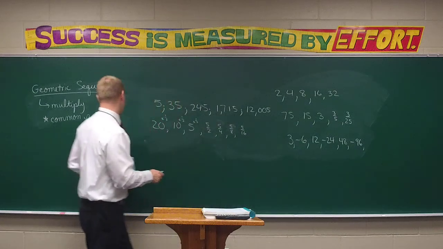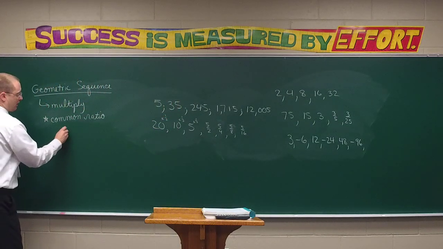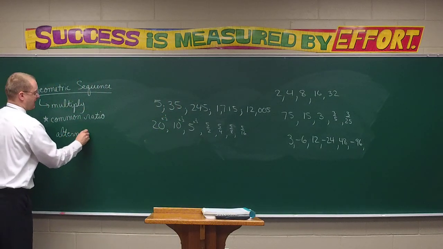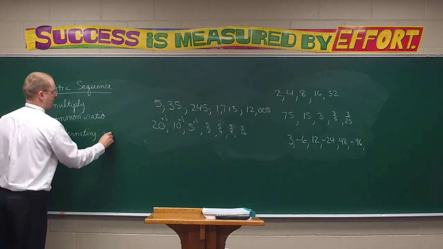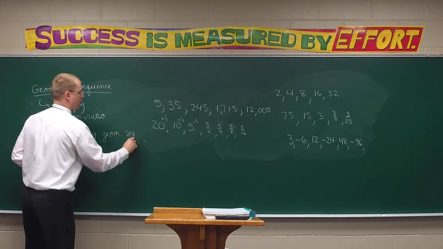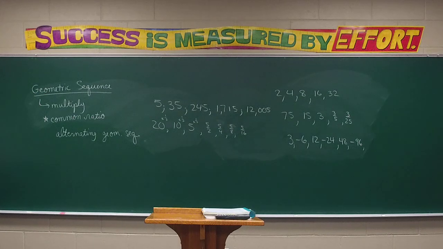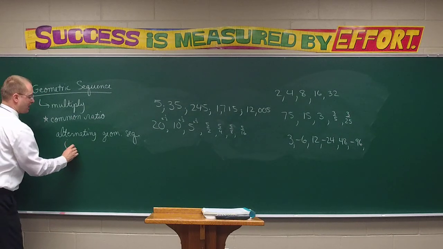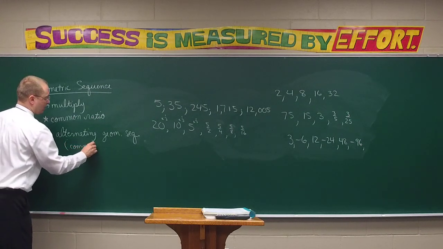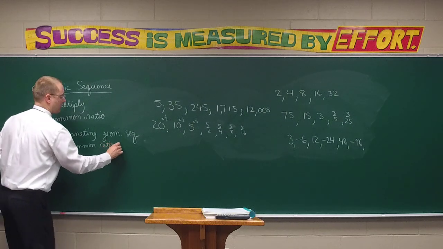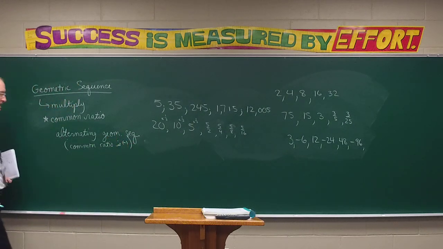In your notes, you might want to copy that example down and just make the note. This is called an alternating geometric sequence. Anytime the common ratio is negative, you can have what's called an alternating geometric sequence.